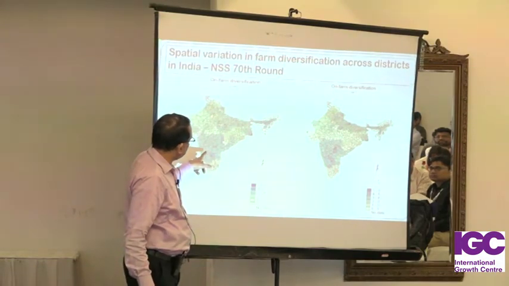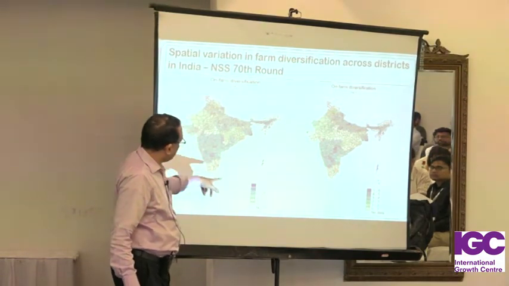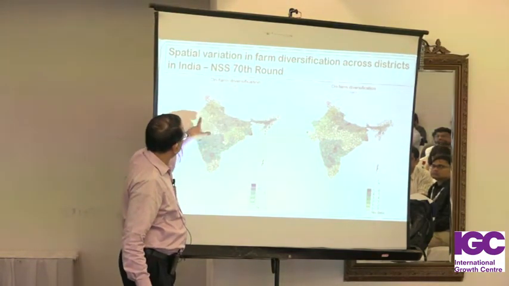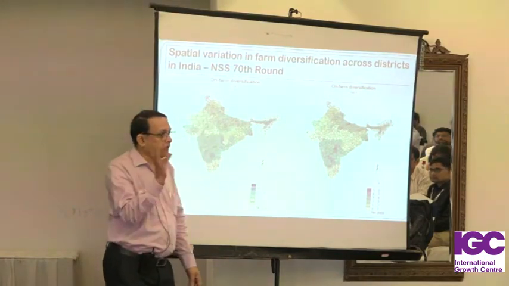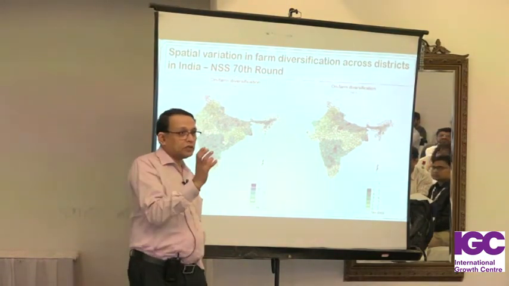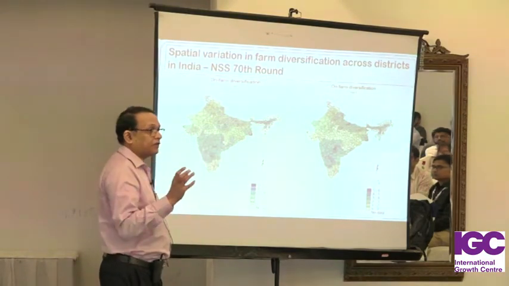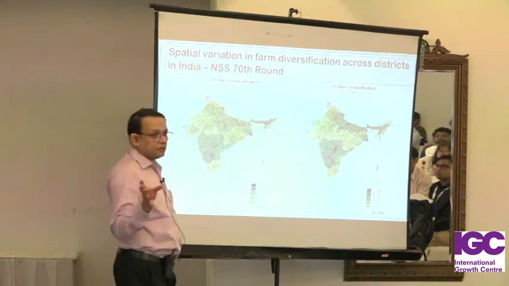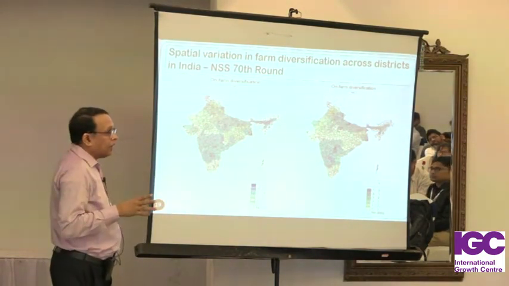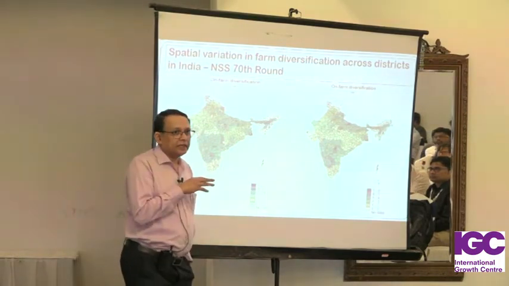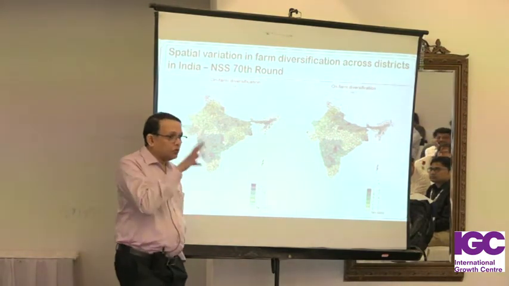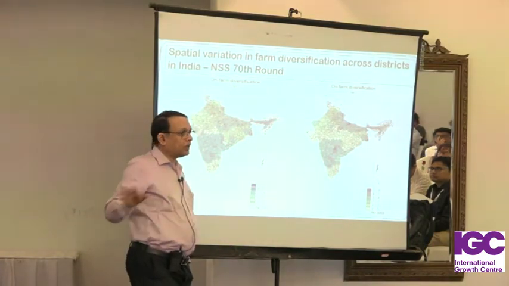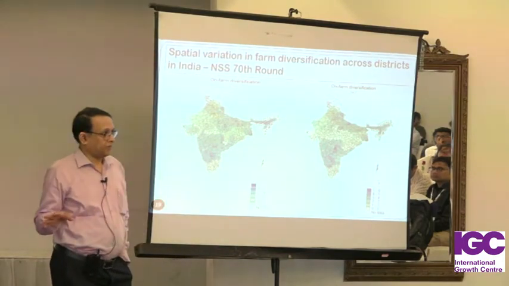There are some districts where households are involved in as many as 5 to 6 activities. There are these few districts where the household level information shows that the household is involved in 5 to 6 farm activities. It could be crops and animals. One thing that we found in the sample is that there is no household in the sample, at least, which is involved only in animal production, animal products.